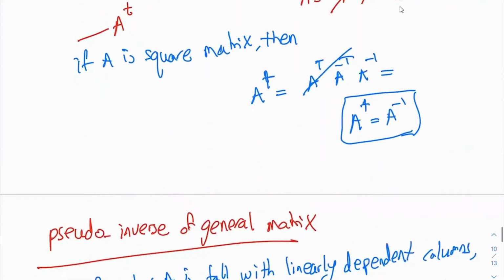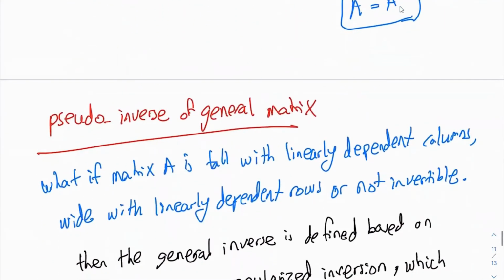Okay, good. Now, what if I want to use them? What if I want to calculate the pseudo-inverse of a general matrix? What does it mean? What if I tell you that I have a square matrix that does not have linearly independent columns? What if I have a tall matrix that doesn't have linearly independent columns? Or what if I have a wide matrix that doesn't have linearly independent rows? It is possible, right? Can I define a pseudo-inverse still for a matrix?